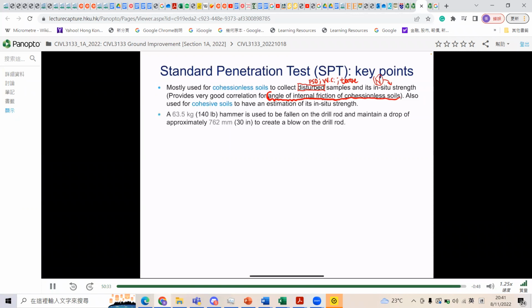And I mentioned that this test is a standard test, so we typically have a 63.5 kg hammer or 140 pounds, dropping 30 inches or 0.76 meters to strike the anvil each time. That's how much energy is applied to the hammer. And we'll talk about later how this can sometimes cause a lot of discrepancies because there's a lot of energy loss in the process as well.